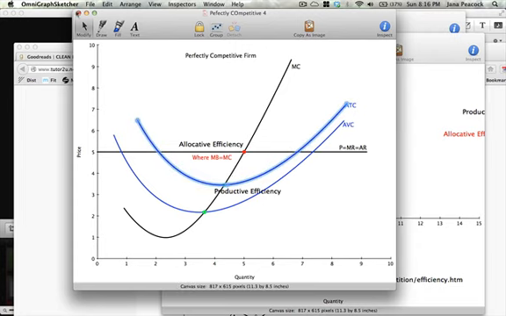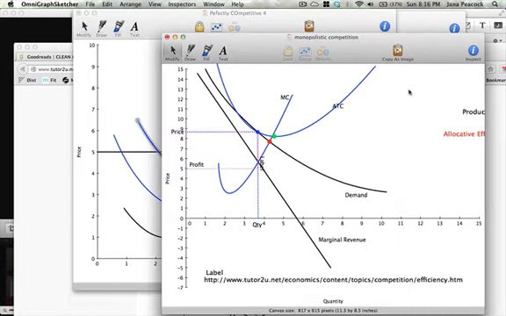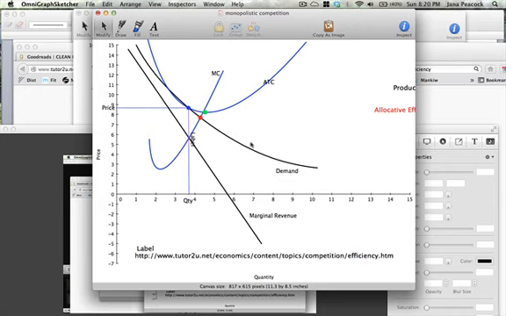Now let's take a look at what that would look like for another type of business, a monopoly or a monopolistically competitive firm. So a monopolistically competitive firm, let's get our bearings here. You have your demand curve here, and that's given to you from the market because you are only able to sell what consumers will buy at a given price.